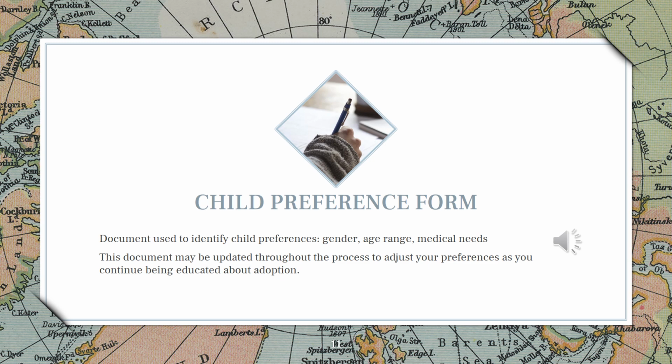This aids Nikki in being able to match you with your child once you're at that point of waiting for referral, so that she can refer to what age you're open to and approved for, as well as the special needs that you're open to. Please know that this document may be updated throughout the adoption process, so you are able to adjust your preferences as you continue to be educated about adoption and talk to others who have adopted children with specific special needs, and as you meet with medical professionals to determine what you feel that you can handle.